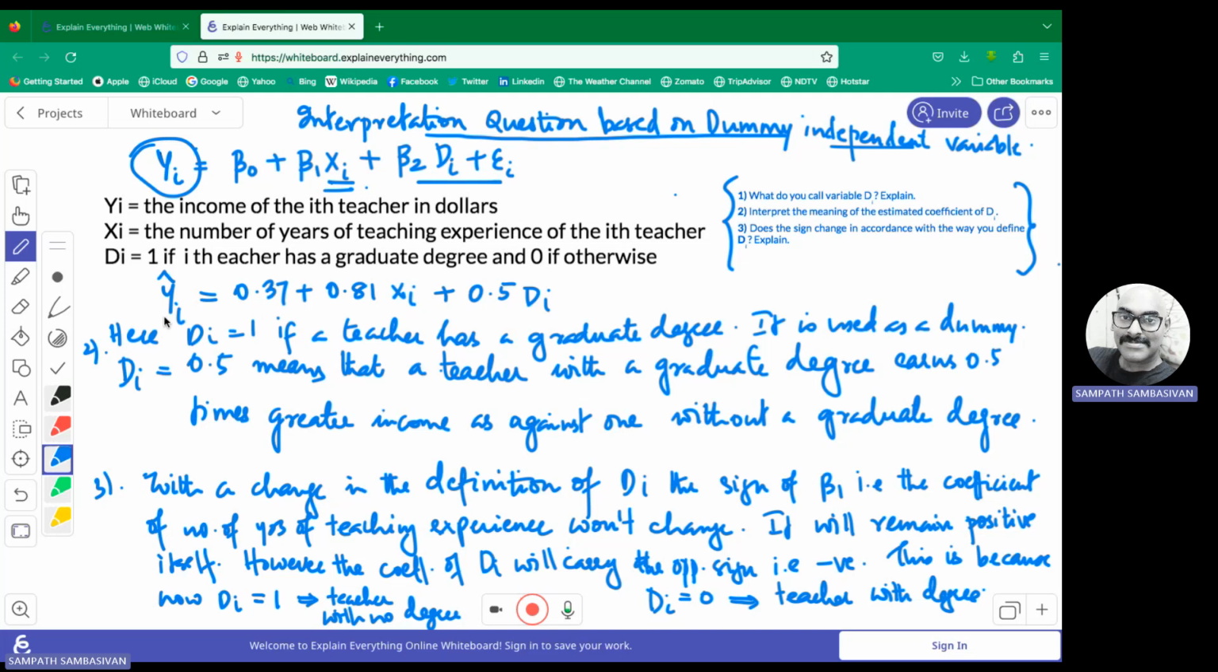Let's say that the estimated results are like this. This is just hypothetical. I have just randomly put some numbers here so that it becomes easier for us to carry on with this question. It is not the result of any data-based findings. It is just random. So as you can see, the first question is, what do you call this variable Di? By now all of you are aware that we call it a dummy variable.